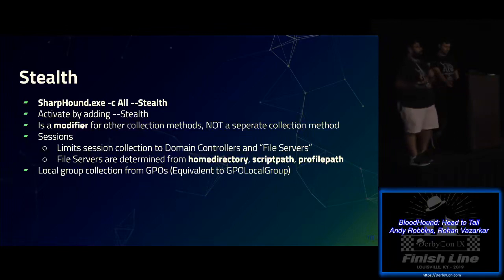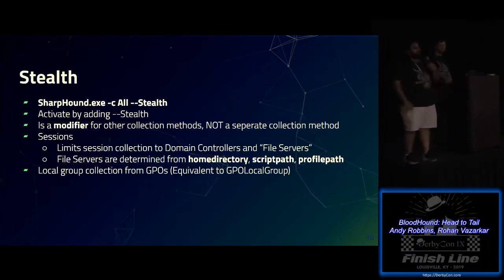All right, so SharpHound has a stealth flag, and it's a little bit confusing because when we first released BloodHound, stealth was its own collection method. When we released 2.0, we decided that stealth should be a modifier for collection methods. So you can specify whatever collection methods you want, and if you add the stealth flag on top of that, it will modify how those collection methods work. The really big things that change are how sessions are collected and how local groups are collected.